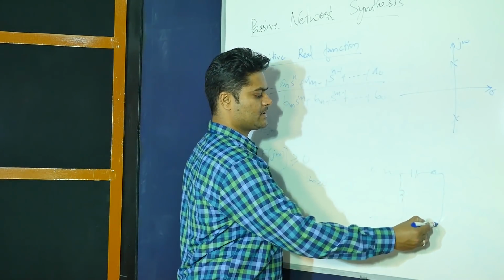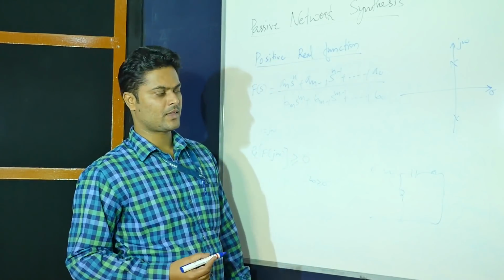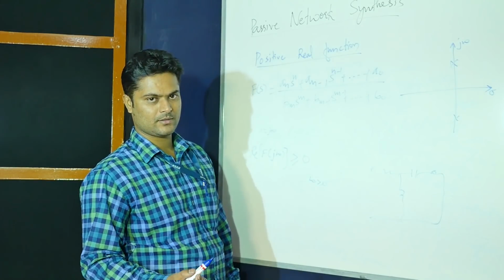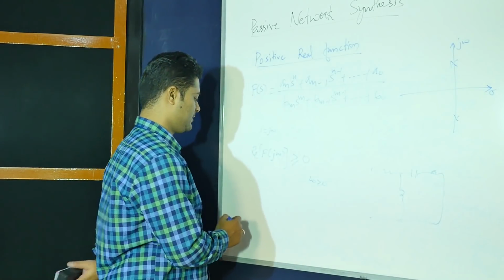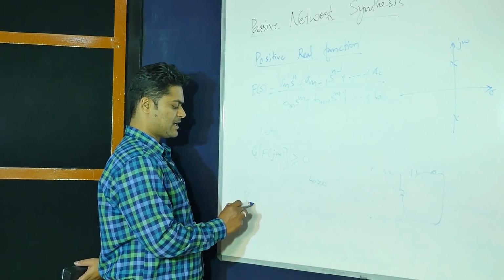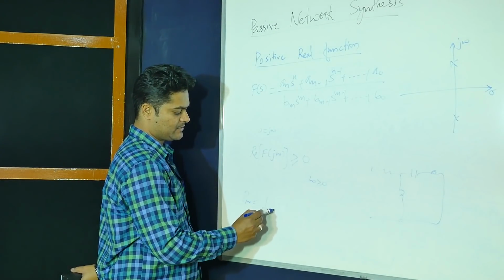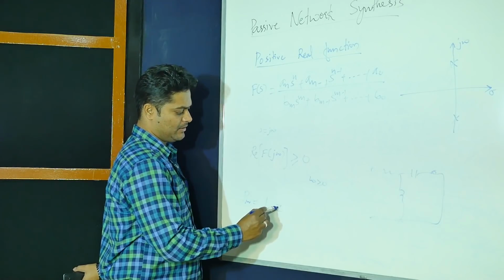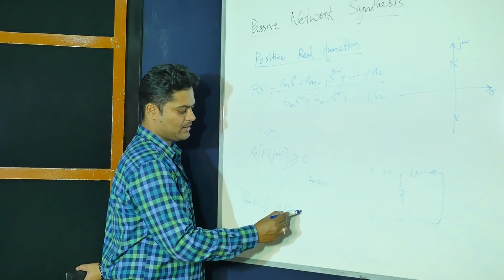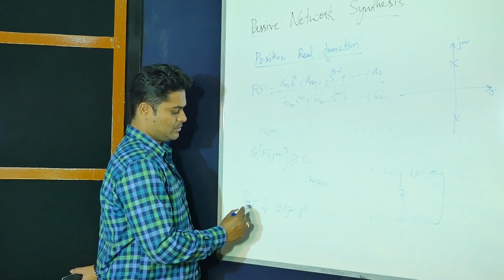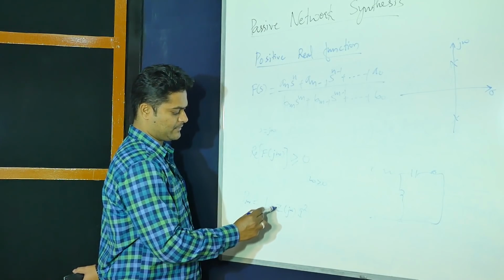So this RLC are the elements which absorb the power. So the average power P which is absorbed is 1 by 2 Re of Z of j omega into I square, the current flowing. So P average, so the real part of this.